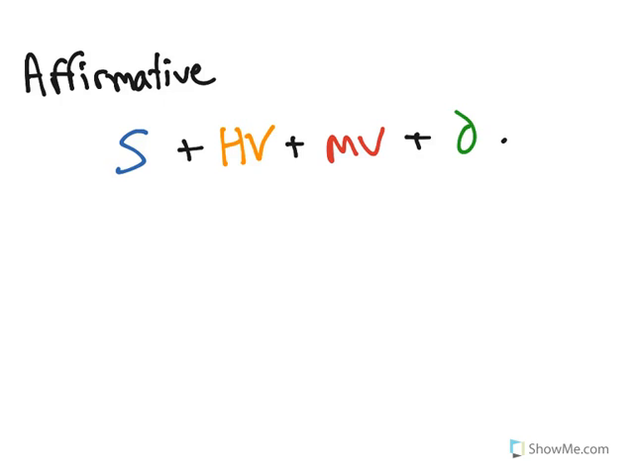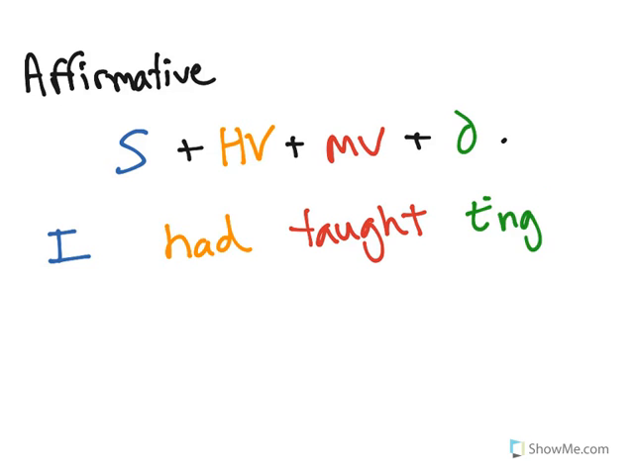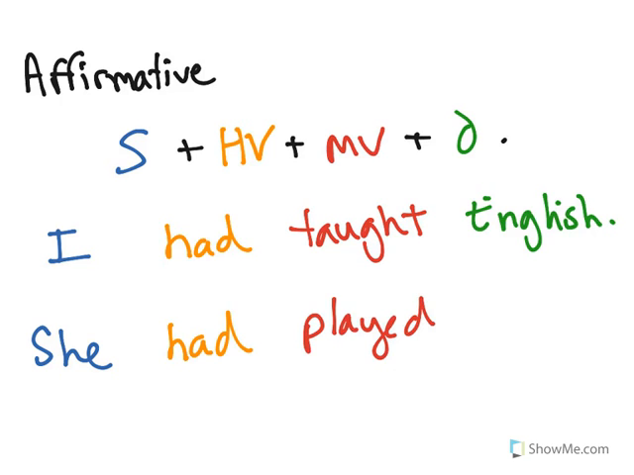Okay, let's do a couple examples here. I would say maybe I, and then my helping verb is going to be had. I had taught English. She, if I use she, I also use the helping verb had. She had played music. A simple, regular verb there with adding ed.